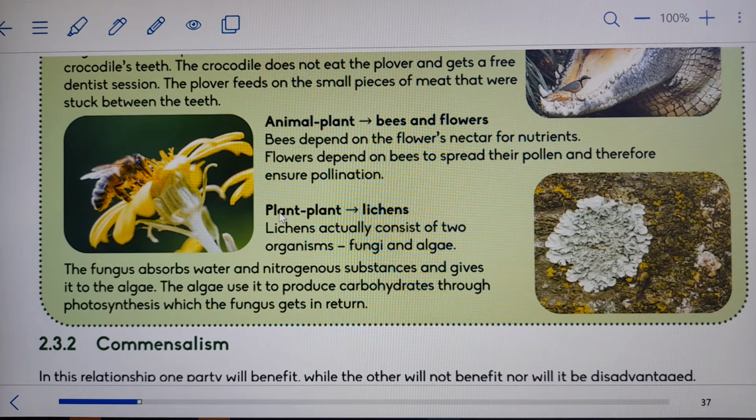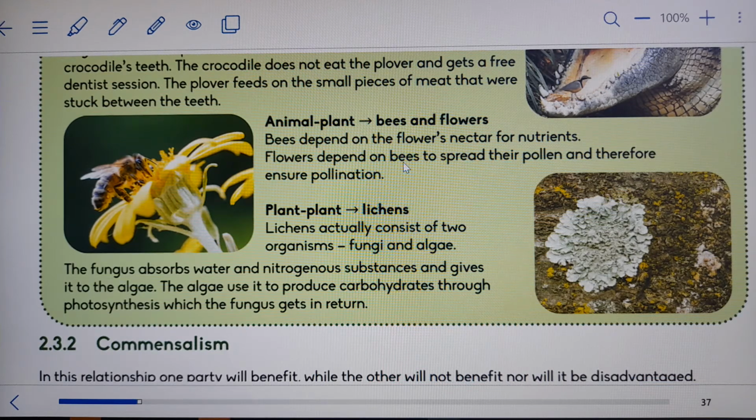And we have the last one, which is plant to plant, and they say it is lichens. Lichens actually consist of two organisms, which are fungi and algae. It's plant to plant. The fungus absorbs water and nitrogenous substances and gives it to the algae. The algae use it to produce carbohydrates through photosynthesis, which the fungus gets in return. So we can see a plant to plant benefit as well.